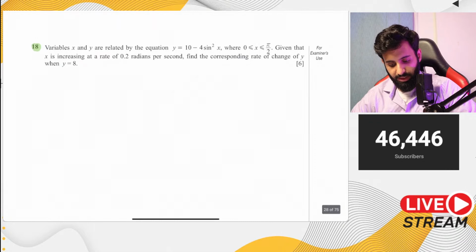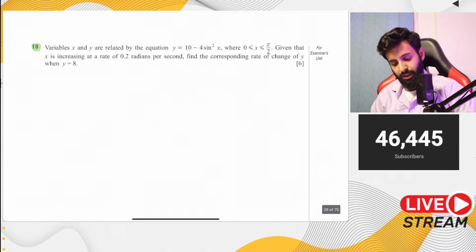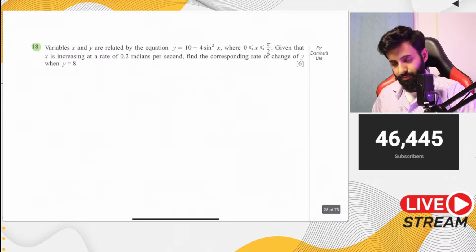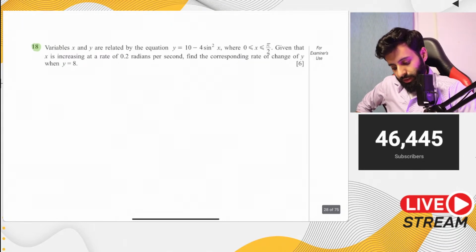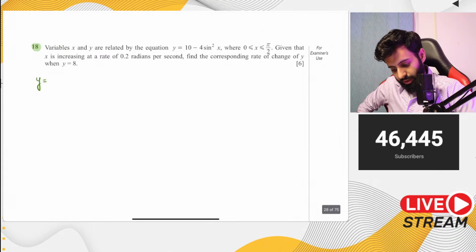So it says variables x and y are related by the equation, where x is in between 0 and pi by 2. Given that x is increasing at a rate of 0.2 radians per second, find the corresponding rate of change of y when y is equal to 8. Okay, now step by step, let's write down the important information. First of all, what's important is obviously the equation of the curve, or how x and y are related. So they're related by the equation 10 minus 4 sine squared x.